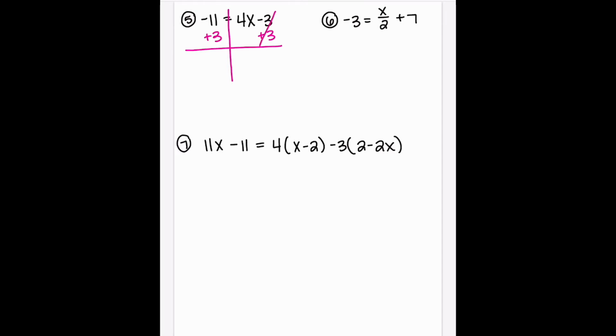Negative 11 plus 3 is negative 8. Bring down the equal sign. Bring down the 4x. Now we can split the 4 away from the x using the inverse of multiplication. So divide by 4 on both sides. 4 divided by 4 is 1, and we simplify. Negative 8 divided by 4 is negative 2. So negative 2 is x.